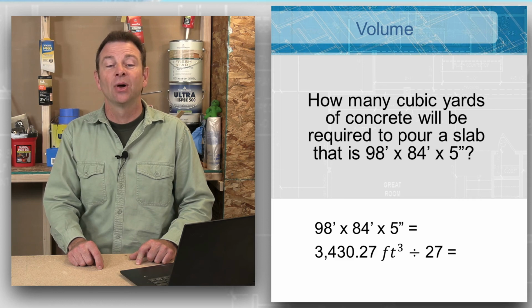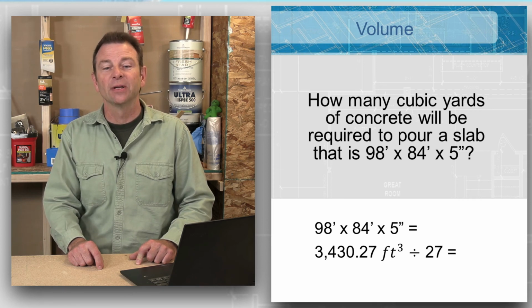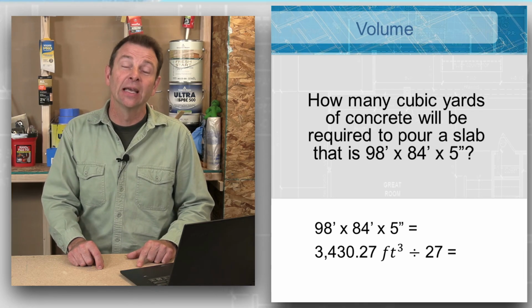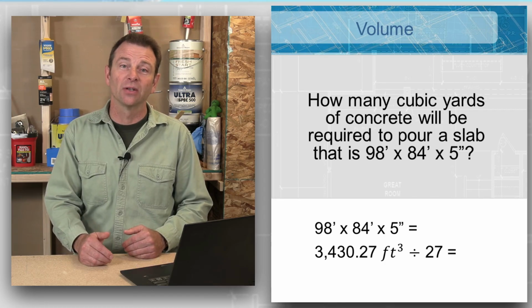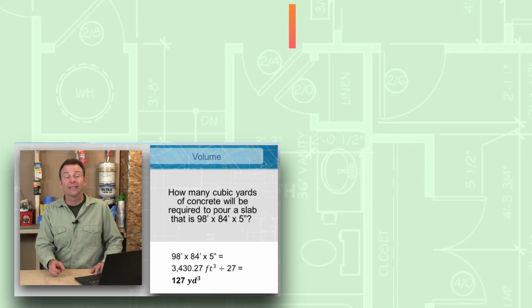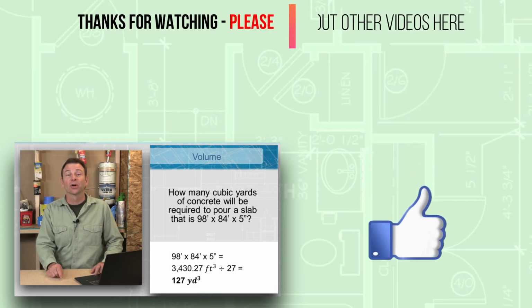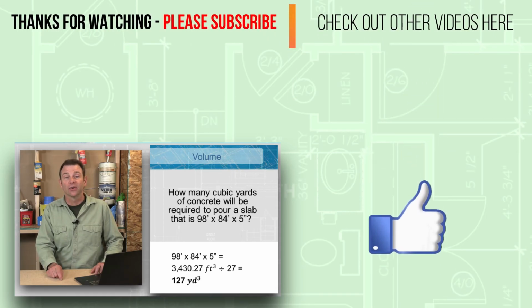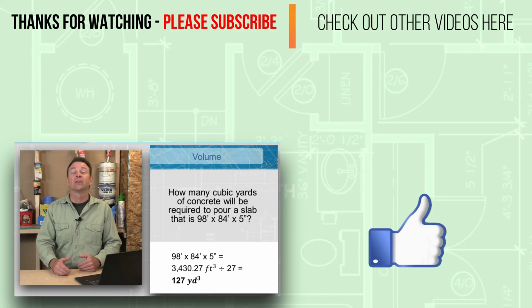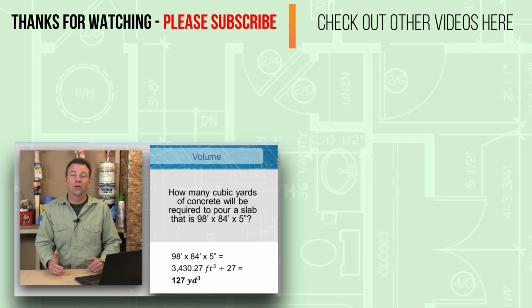We're going to end up with 3,430.27 cubic feet. If we divide this by 27, it's going to give us cubic yards of 127. Just remember, our 27 is going to be our standard number we're going to use when we're trying to convert cubic feet into cubic yards. And the reason we often need cubic yards when we're talking about concrete, you're always going to order in this specific unit of cubic yards.